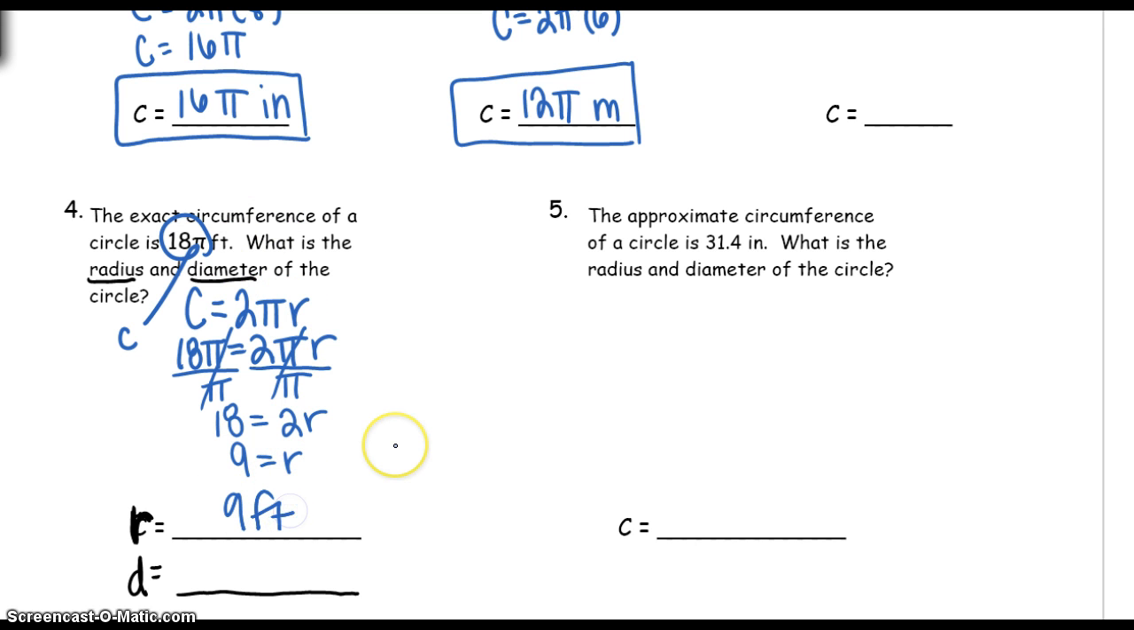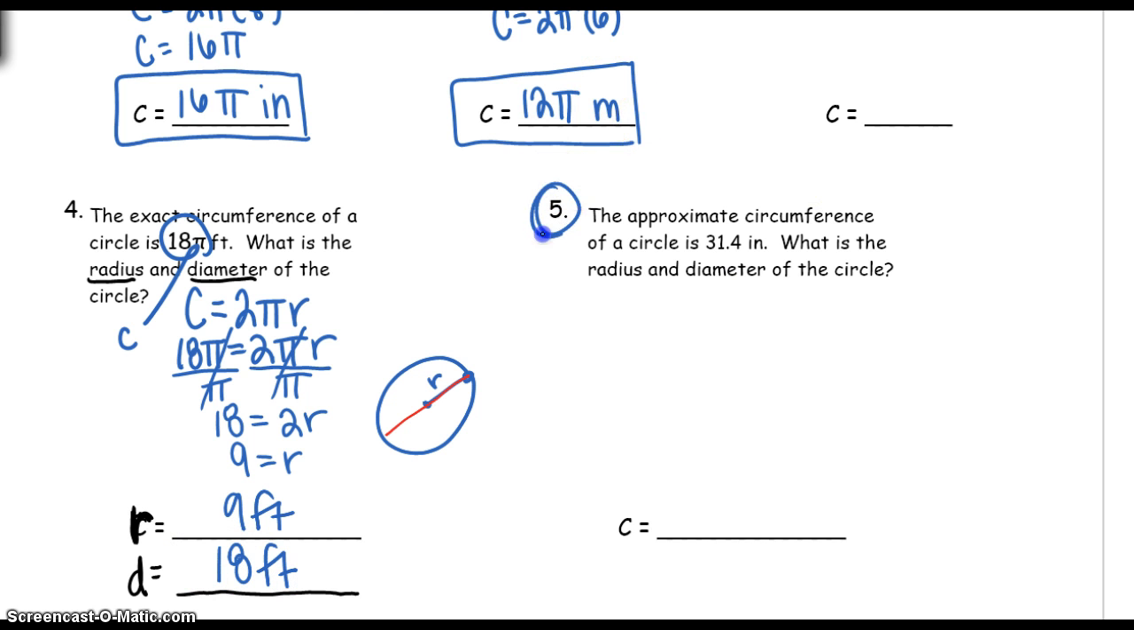And what did I tell you about the diameter? A radius is from the center out to the edge of a circle. A diameter would be the entire thing. So there's 2 radii and a diameter. So this is going to be 18 feet.